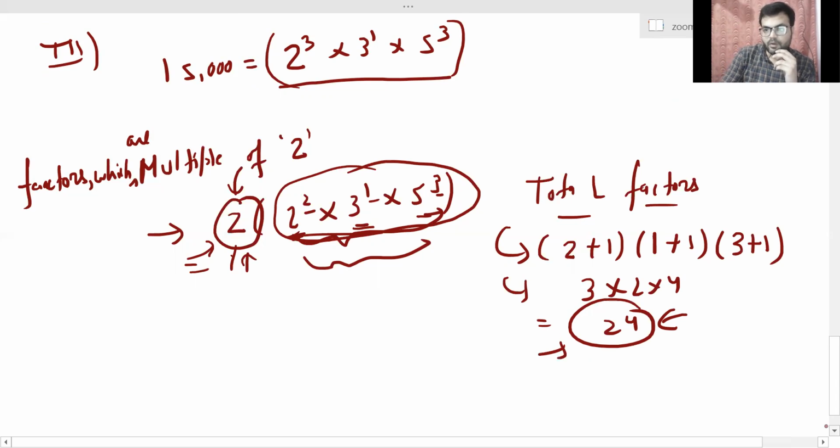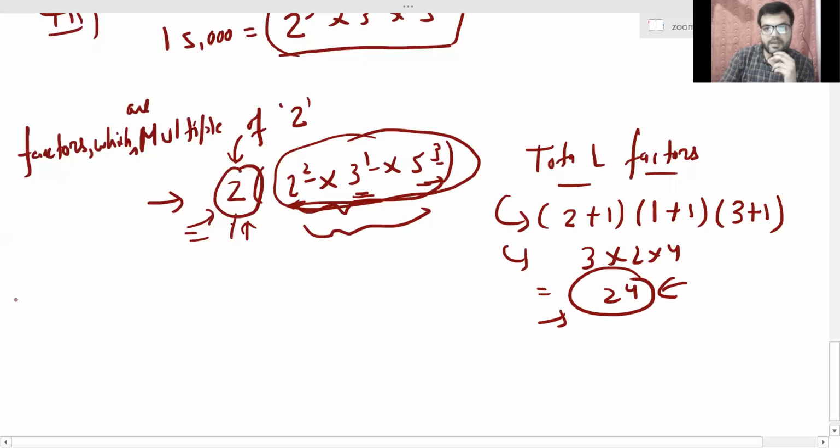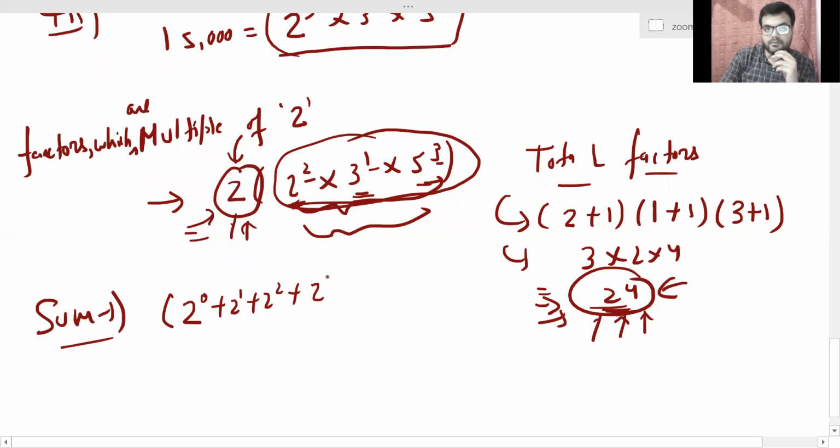Now one more thing, guys. This is the total number of factors which are the multiple of 2. Now we have to find out their sum, the sum of all these 24 factors which are the multiple of 2. So guys, had it been a case wherein you had to find the sum of all the factors, we would have started from the power 0 of 2, then power 1, then power 2, then power 3. This is how we were supposed to do.